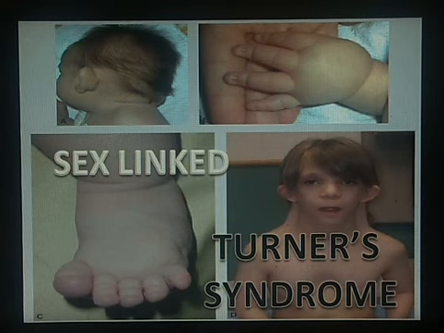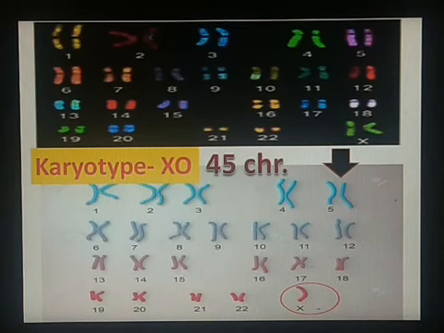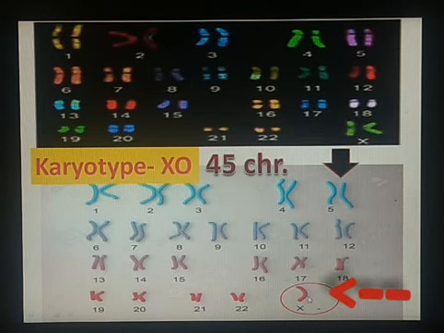The next chromosomal disorder is Turner's syndrome, which is also a sex-linked syndrome. This disorder is observed in females and is caused due to the absence of one X chromosome in them. Normally, females have two X chromosomes, but females having such a syndrome will lack one X chromosome, leading to karyotype XO. So therefore, they will have 45 chromosomes.